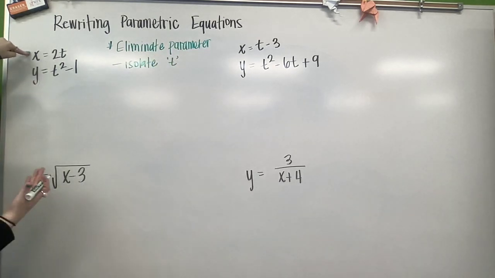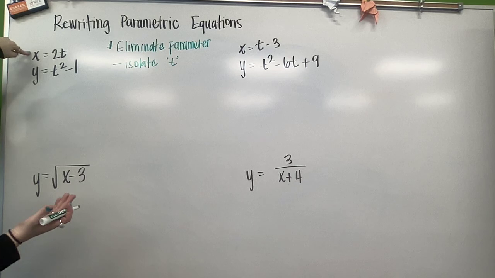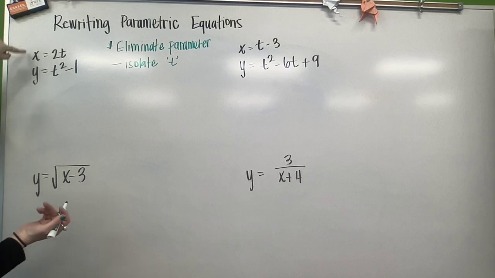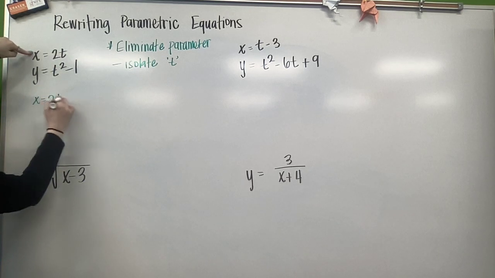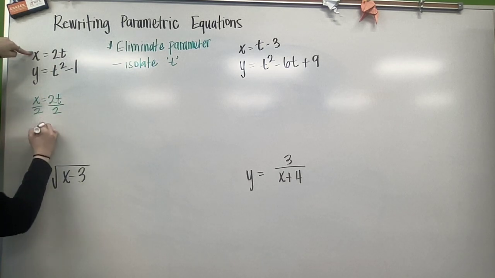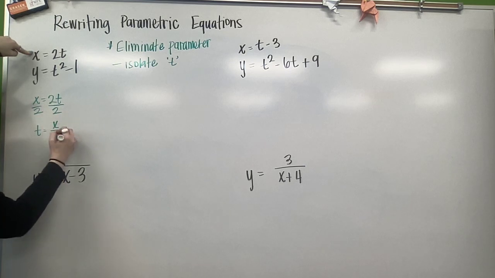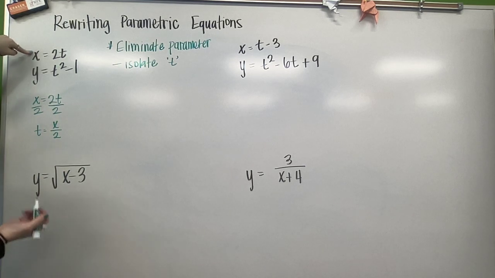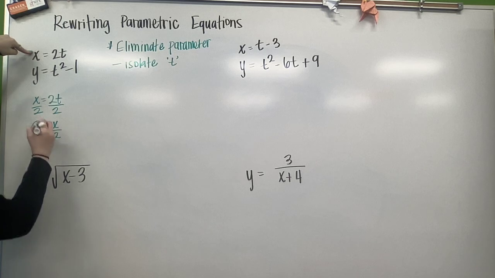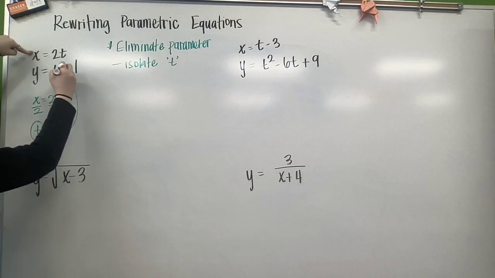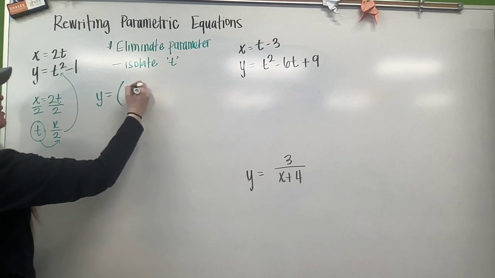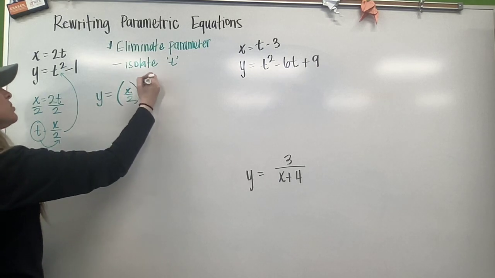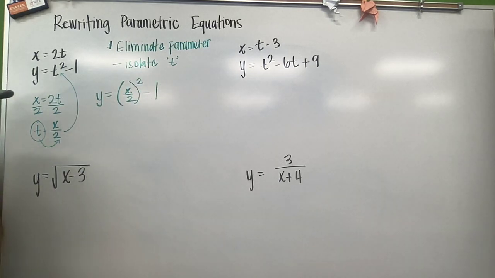In this case, it's t. In any other function, it might be a different variable. But all I have to do is isolate that t in one of my functions. So that's going to be really easy here. So if I take my x equals 2t, divide by 2, t equals x over 2. So all I have to do is replace t with this x over 2. So now y equals (x over 2) squared minus 1.